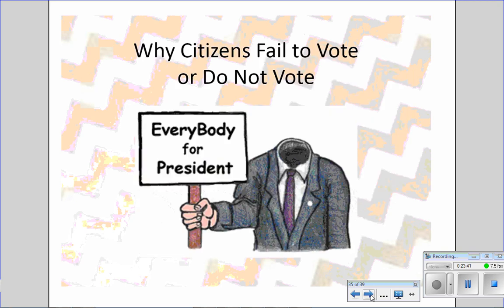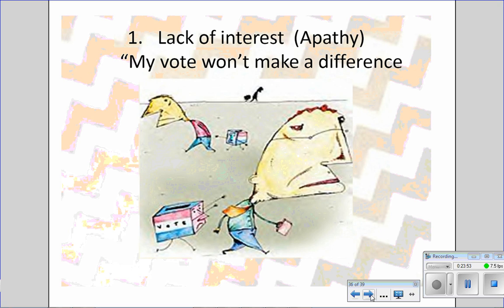So why do citizens fail to vote? We just learned how hard people fought to get the right to vote and how important it is to have your voice heard in government. So why wouldn't you just go ahead and vote? The number one reason is just lack of interest. Another word for that is apathy. You just feel like my vote won't make a difference. And so they just don't bother to go to the polling place and wait in line and vote.